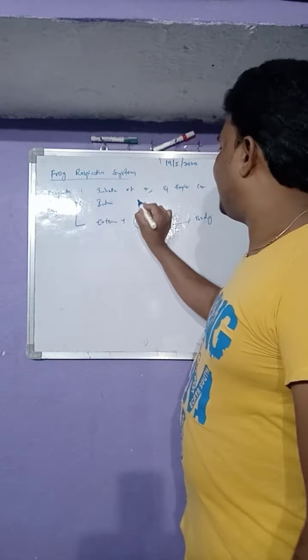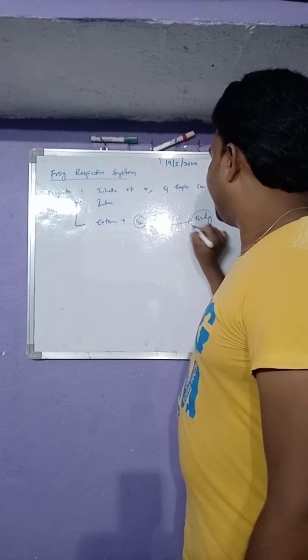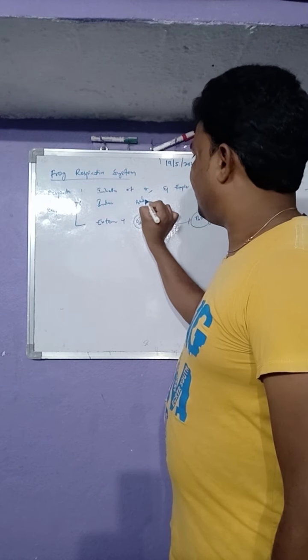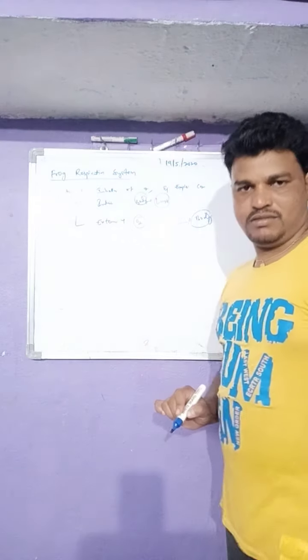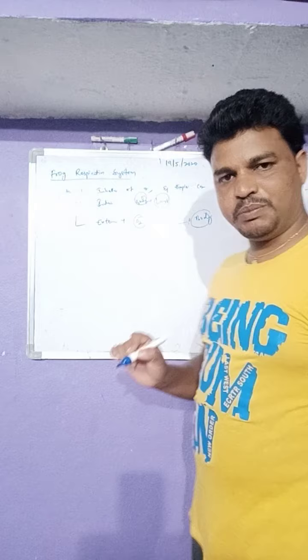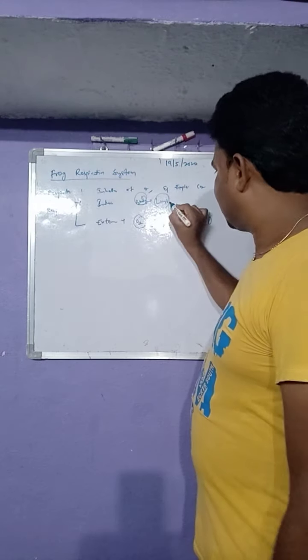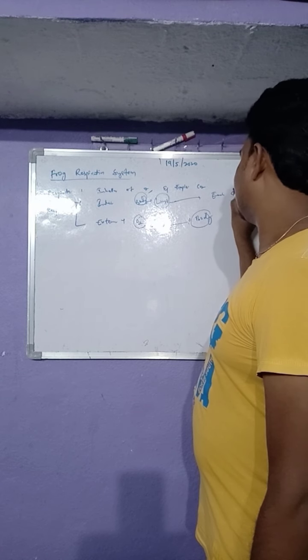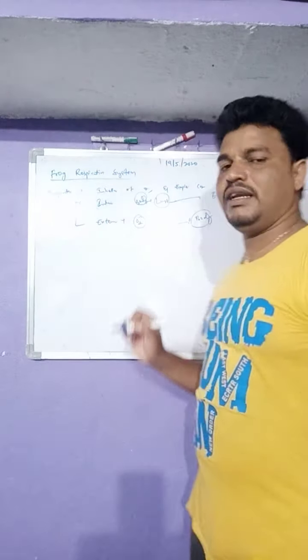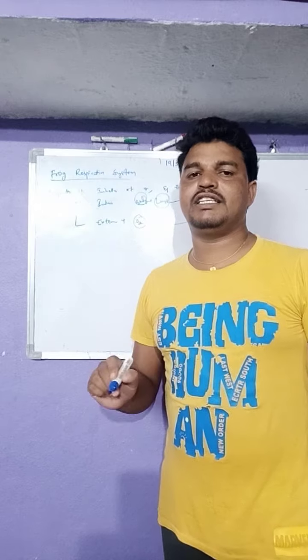When the oxygen reaches the body, which part of the body? The lungs. The oxygen reaches the lungs, and from the lungs it is exchanged to the cells. This type of respiration is called internal respiration.